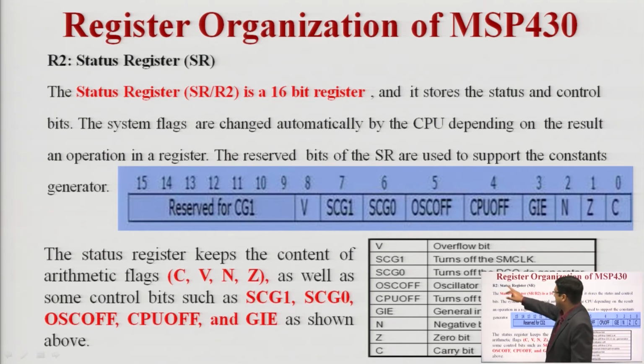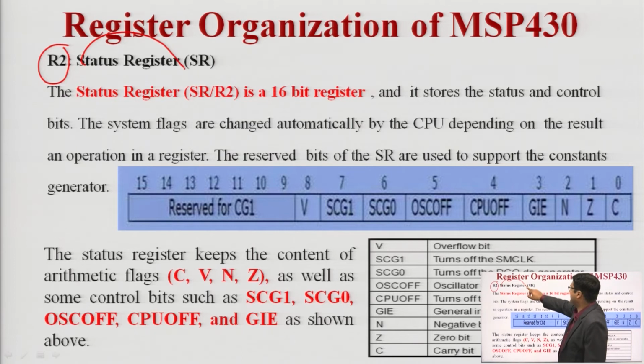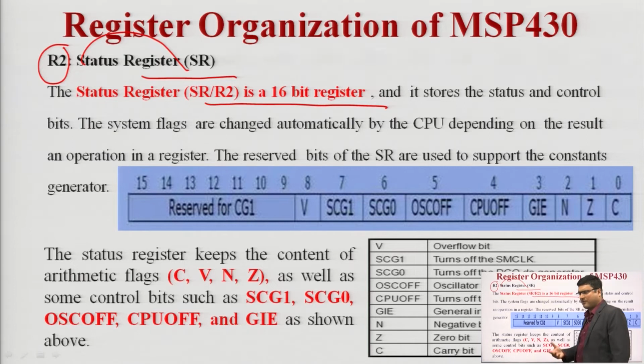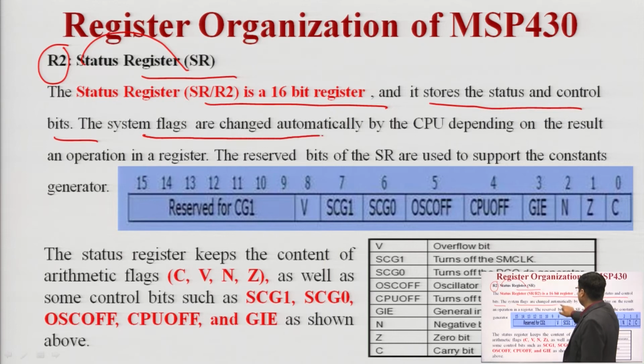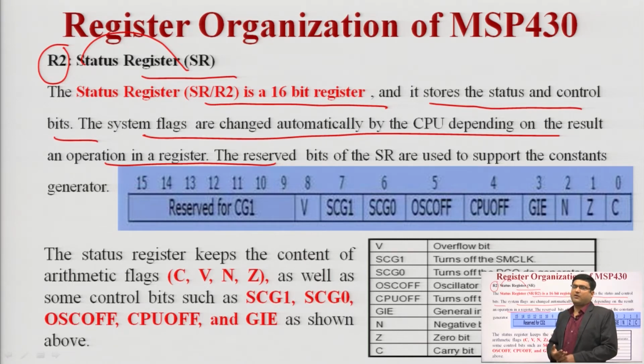After that, there is a register R2 which is available as a status register. So, status register means that it is a 16-bit register. Program counter, stack pointer, all are 16-bit registers. Basically, the status register stores the status and control bits. There are status and control bits available in MSP 430, so the status register is used for that. The system flags are changed automatically by the CPU depending on the result of an operation in a register. If we are doing some operations in our microcontroller, there may be a status and control register. So, this will be indicated by the status register.